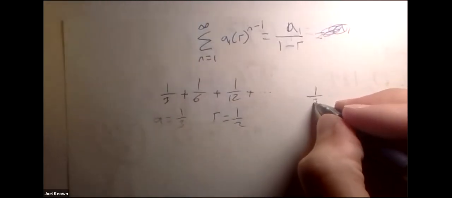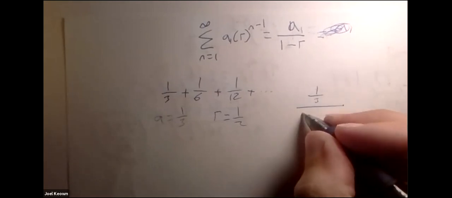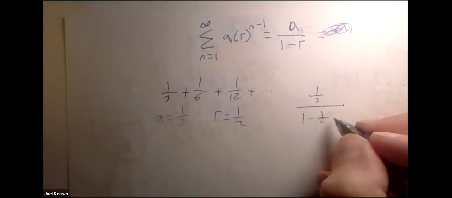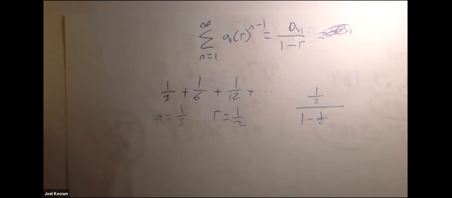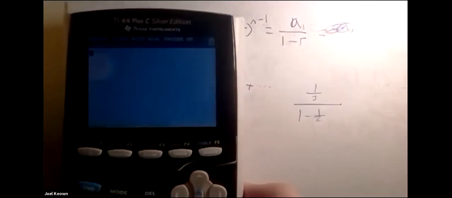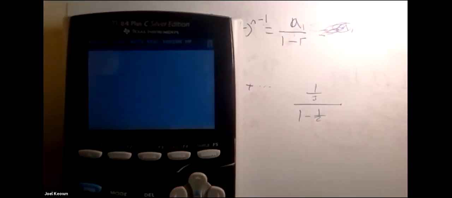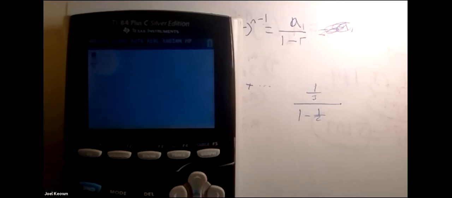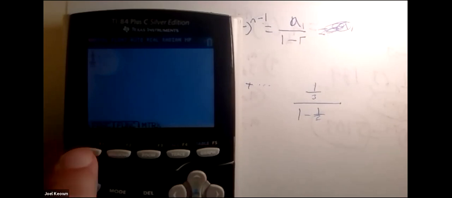So I'm going to take these and plug them into this formula. So I have 1/3 on top, 1 minus 1/2 on the bottom. And I can type this into my calculator just the way it looks. I don't know if you can see what I'm typing or not. Alpha y equals 1. So I'm going to put a fraction inside of a fraction. 1/3, and the bottom, put another fraction, 1, 2.